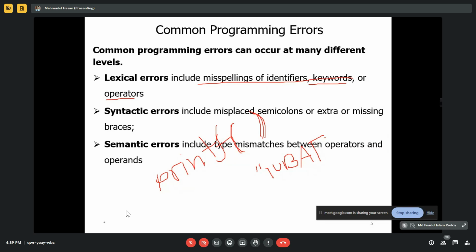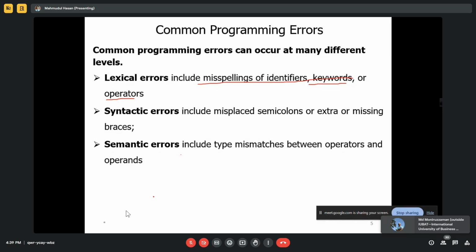Then semantic error. Semantic error is related with operator and operand, and I think you know what operator and operand are. Some operations are performed in our source code. Operators perform their operation on the operands, so the type of the operands is very important.